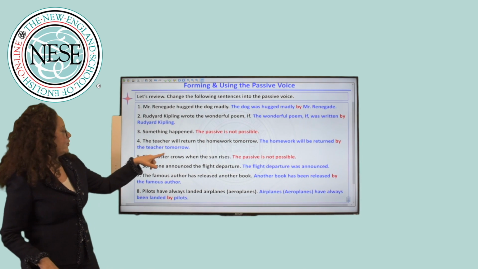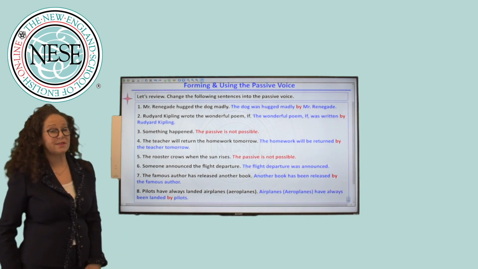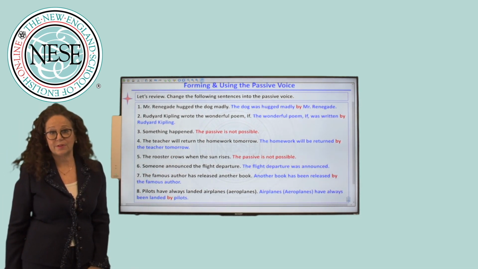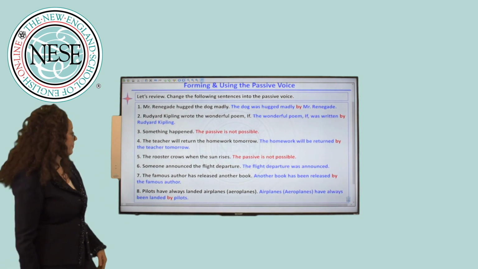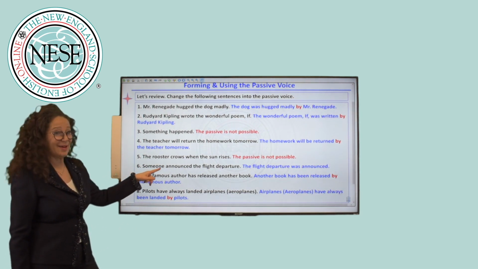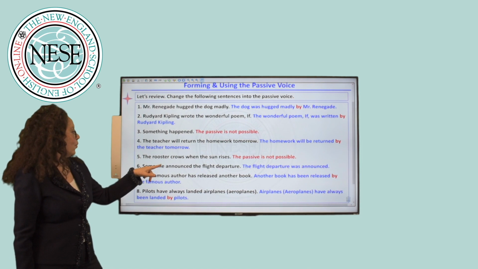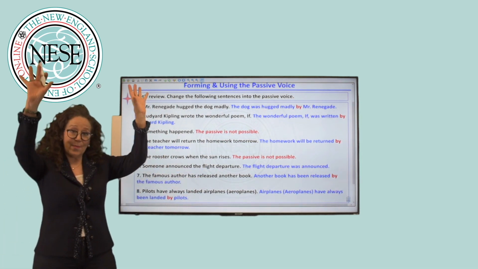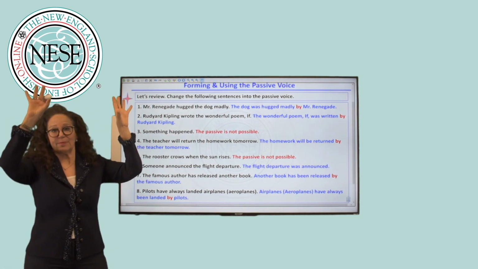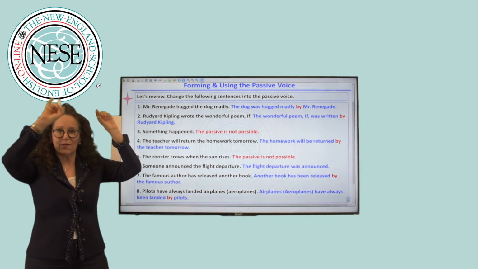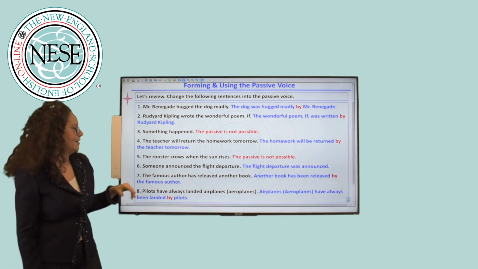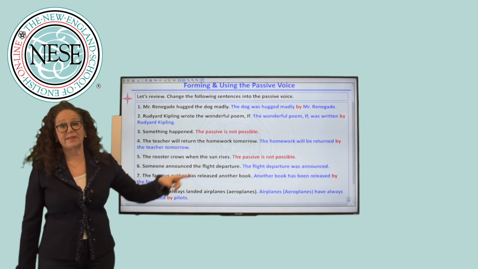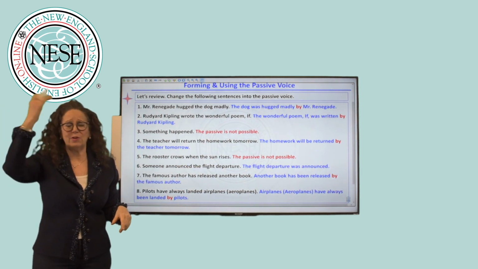The rooster crows when the sun rises. Not possible. Someone announced the flight departure. So when you're at an airport, you can hear that. Flight 342 to Bahrain is leaving in 10 minutes. The flight departure was announced. It doesn't matter who's announcing it.